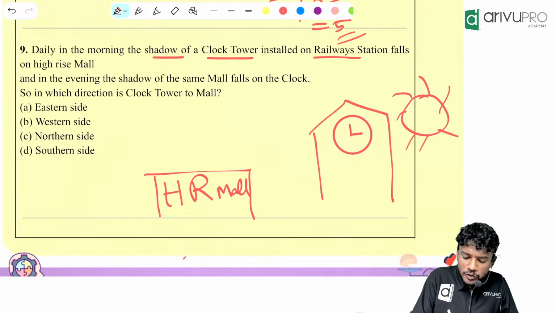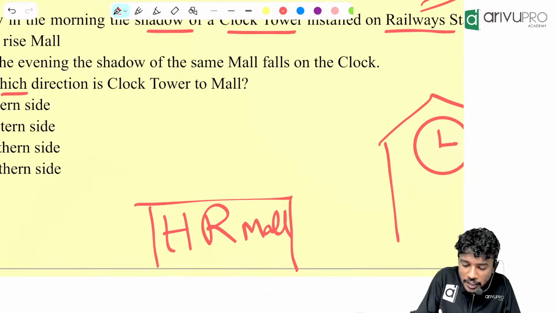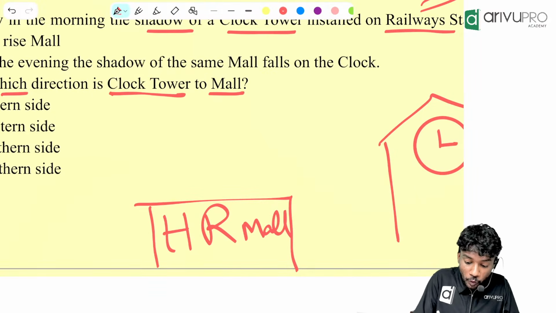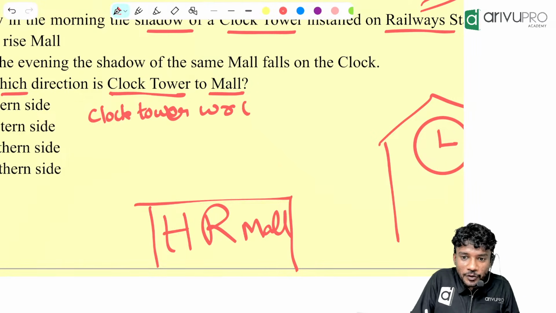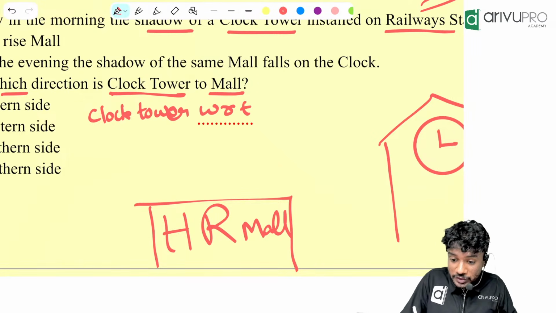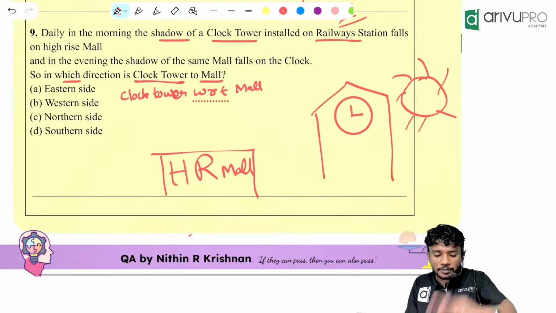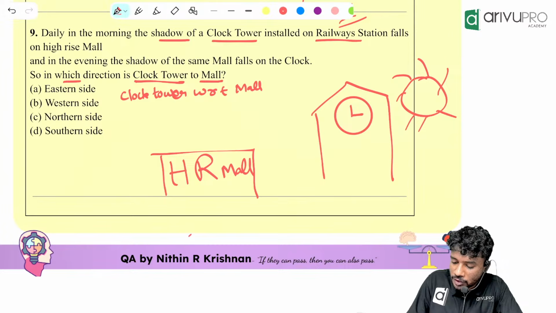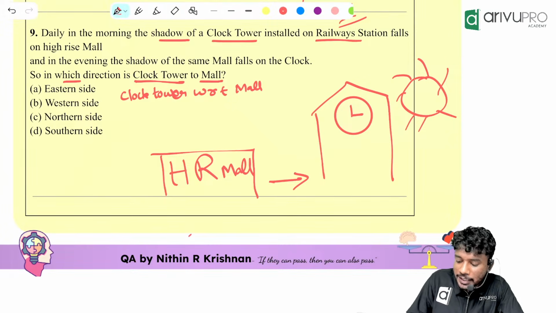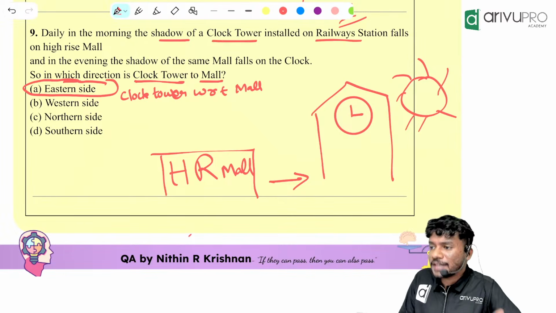Now tell me, in which direction is the clock tower? Here you need to make a small correction. It is the clock tower with respect to the mall. They did not include the "with respect to" over there. So with respect to the mall, which direction is the clock tower? Which direction should we walk? In the east direction, correct? Which option is the answer? Option A is the answer.